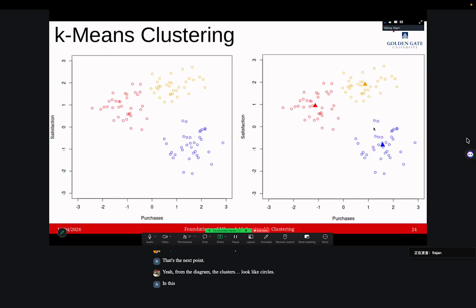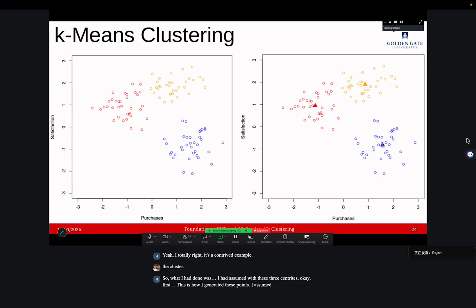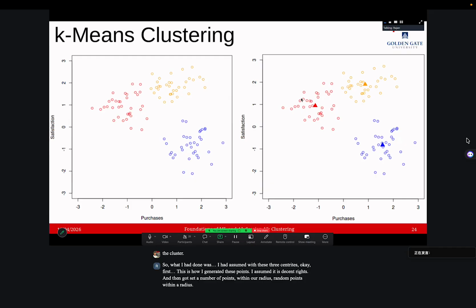In this, they look like circles. I told you, right? It's a contrived example. What I had done was assume these three centroids. First, this is how I generated these points. I assumed these centroids, and then got a certain number of random points within a radius. So that's why we got this kind of cluster. I did this randomly, created these clusters, and then demonstrated the clustering to you.